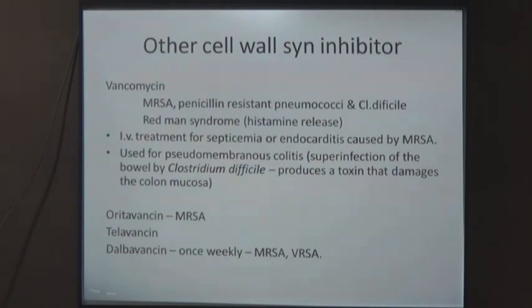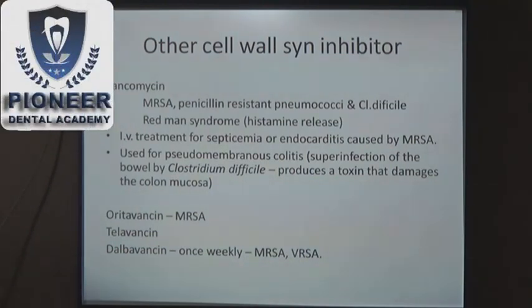Dalbavancin is given once weekly. It is also effective against VRSA and penicillin-resistant MRSA. After MRSA, VRSA came. Vancomycin was discovered, and even after that, for VRSA the imipenem carbapenems are effective. In the imipenem group, VRSA, VRE, tigecycline, these are all effective. Okay?